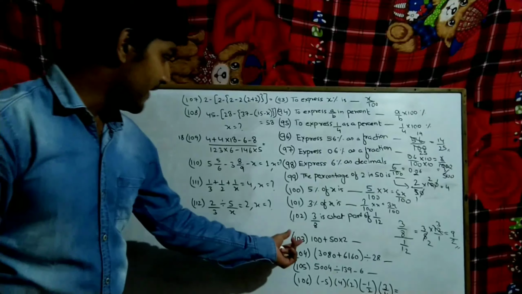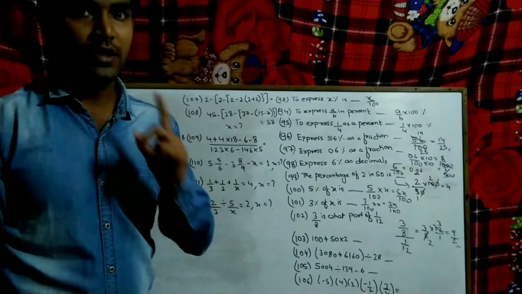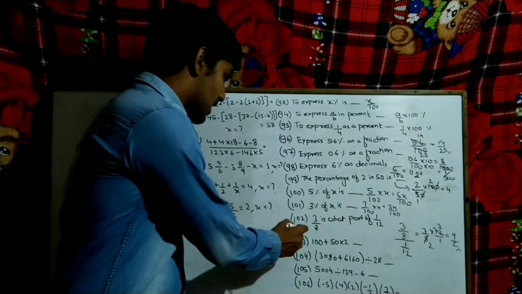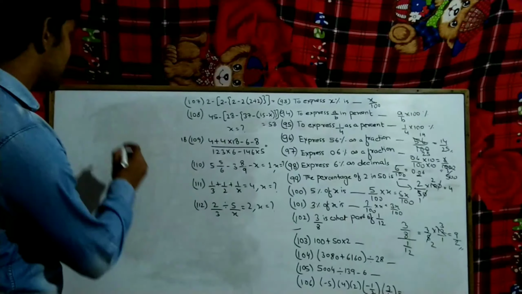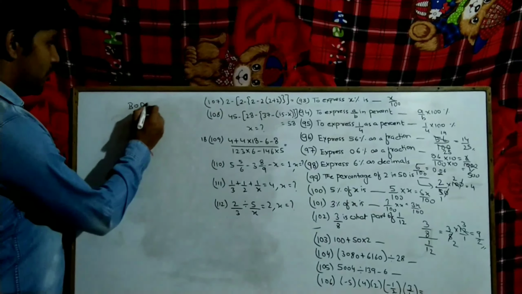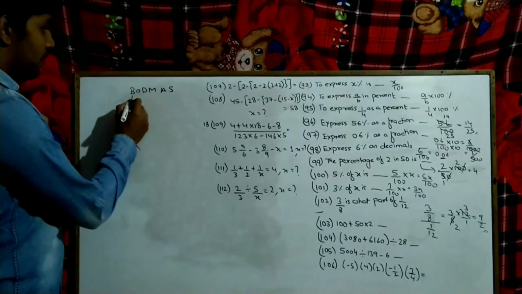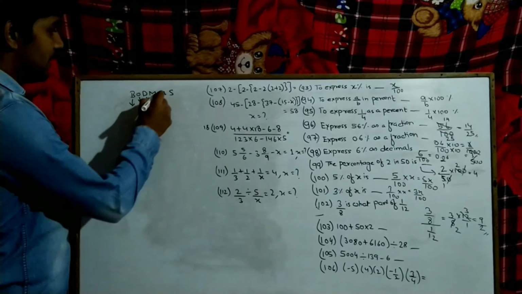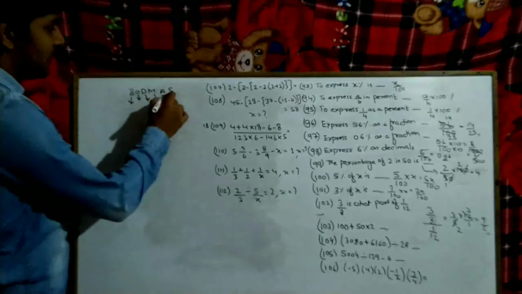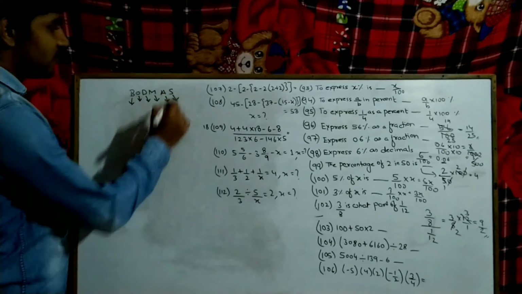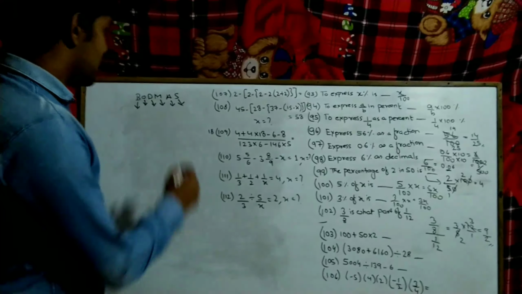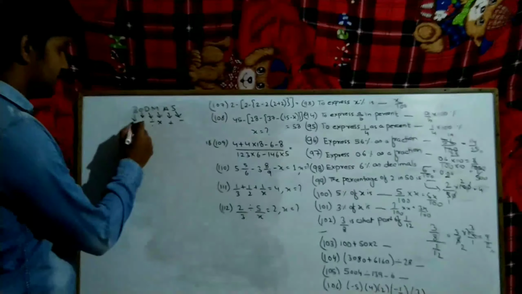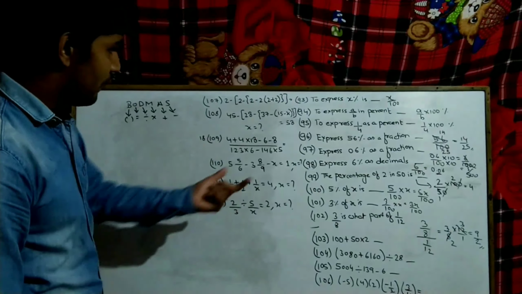From 103 to 112, you have to remember one thing: the BODMAS rule. I will start from 103. BODMAS means B means bracket, O means order, D means division, M means multiplication, A means addition, and S for subtraction. Remember these things. Now we discuss one by one.